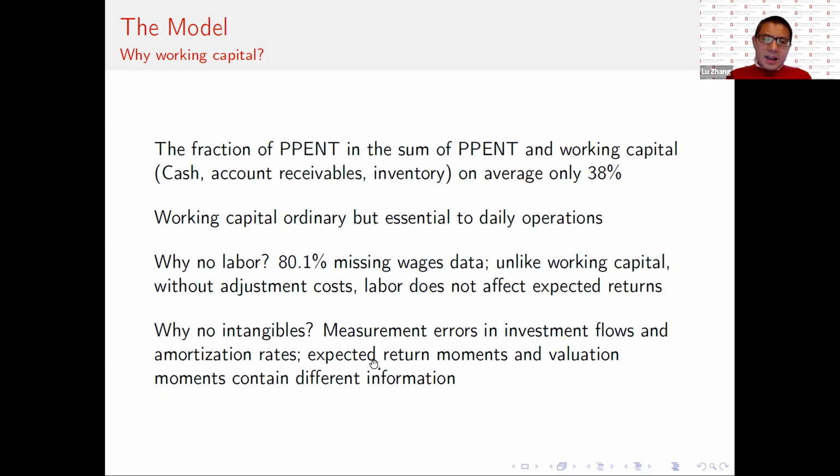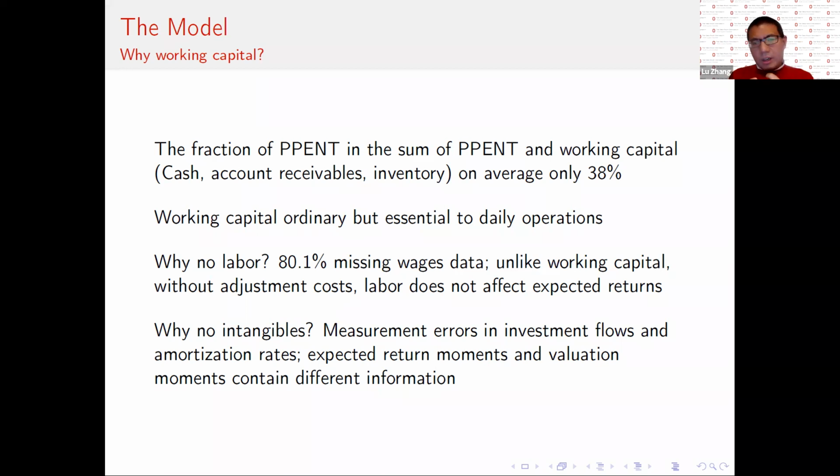So why no intangibles? My take on the intangible literature is that measurement errors in intangible investment flows, amortization rates, and impairment rules under uncertainty come with a huge amount of measurement error. My sense is that we are quite reluctant to introduce all these measurement errors in our cost of capital model and in our structural estimation. On top of that, in our experience, matching expected return moments and valuation moments often requires different information, although theoretically speaking, we are looking at the same model, so the structural parameters are going to be identical.